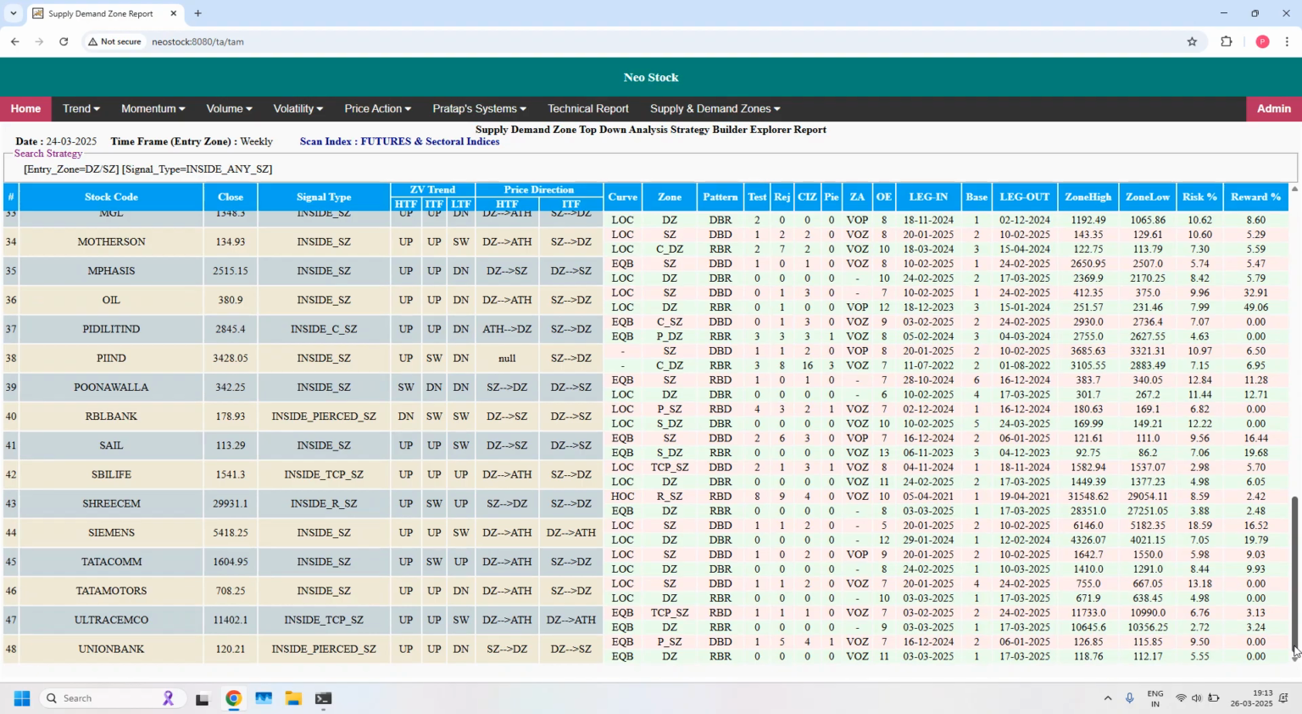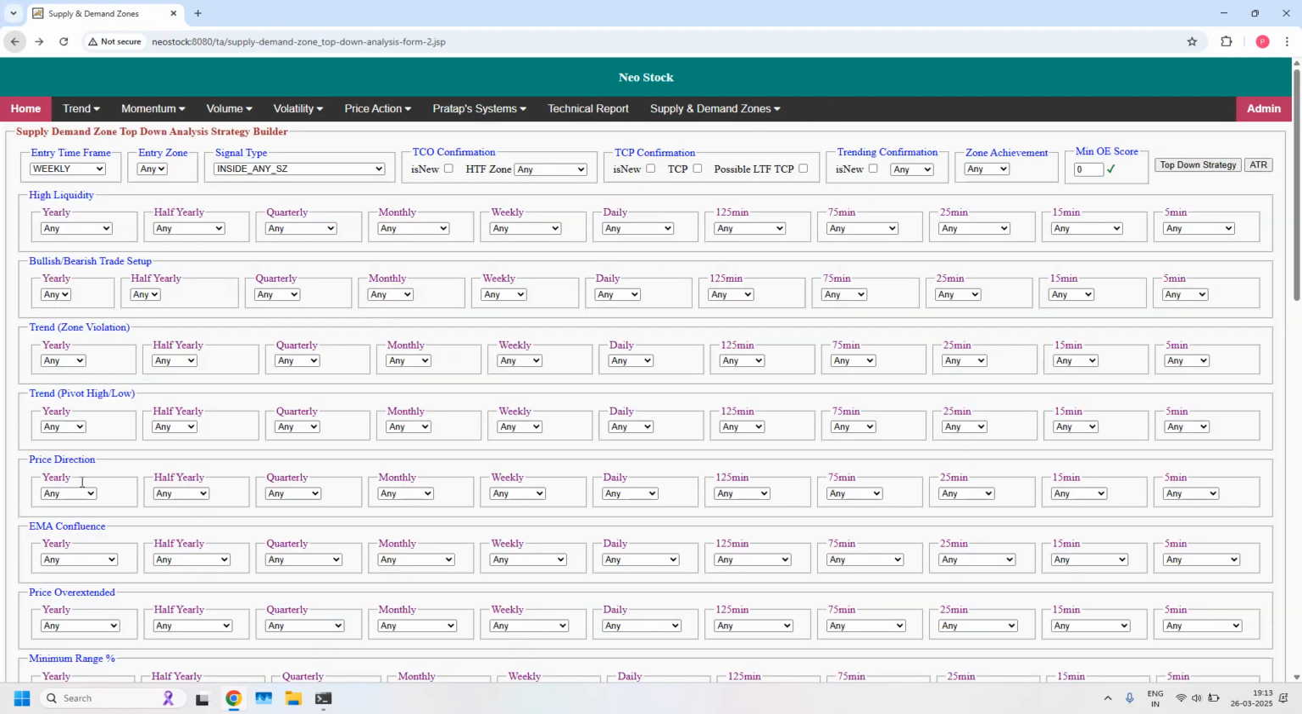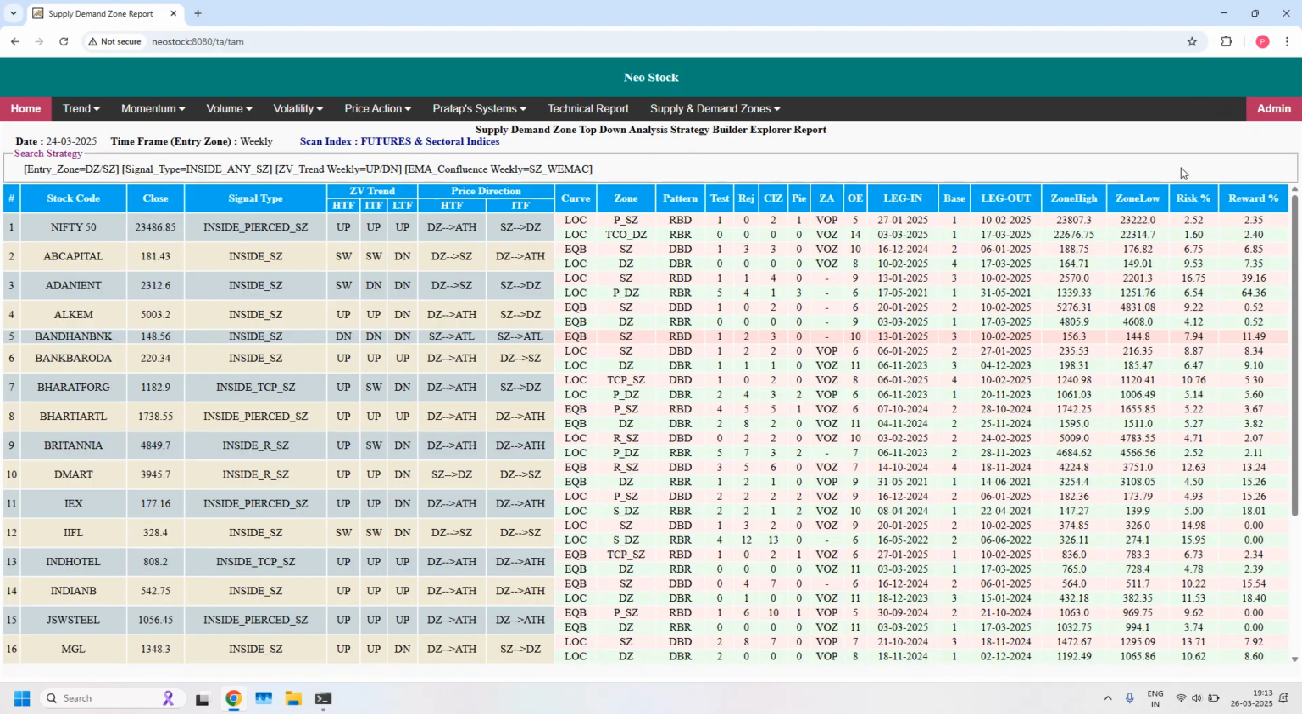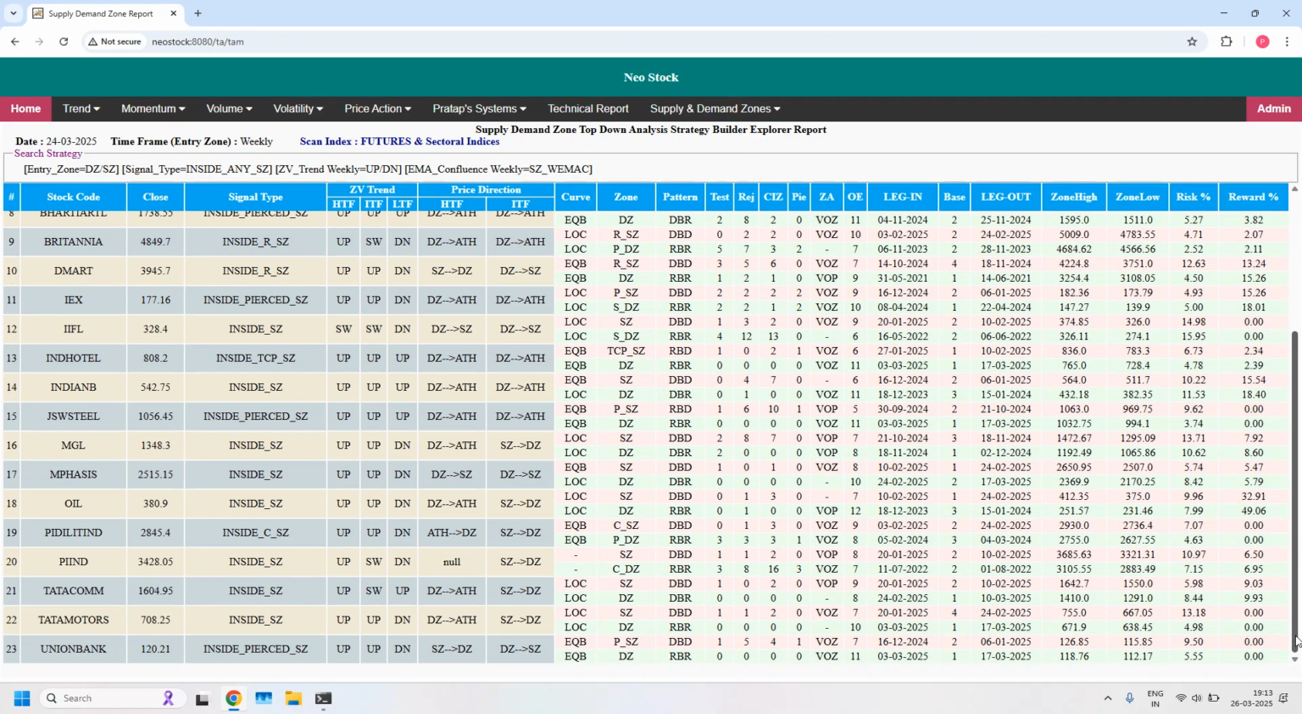48 stocks. Further, we filter based on weekly supply zone having weekly EMA confluence, and also trend on the weekly should not be sideways. Can be up or down. So now the list is reduced. First 16 stocks in the list. Scrolling the list down. Total 23 stocks are filtered.